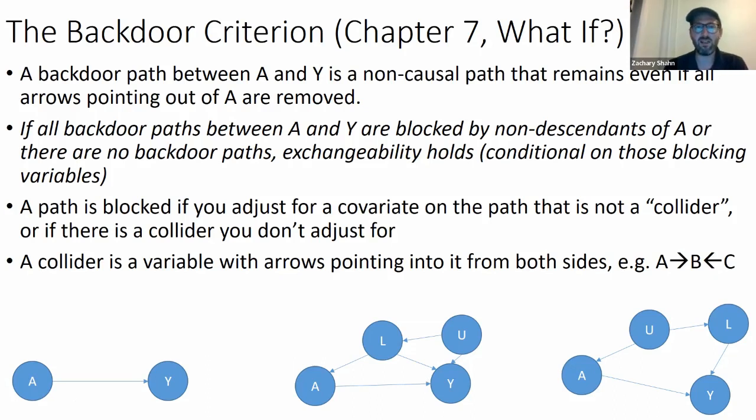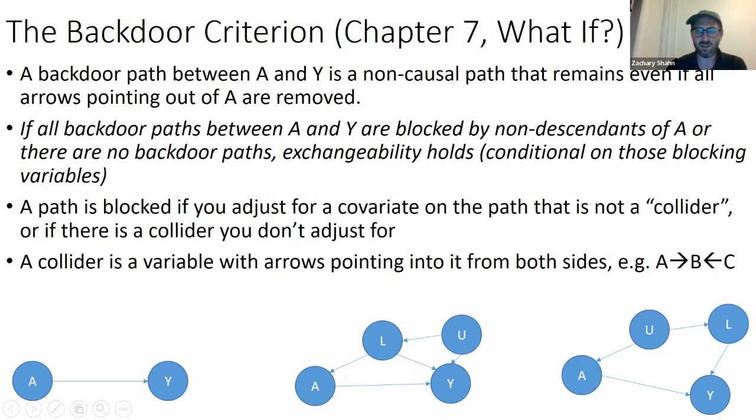Now, just to define blocked, a path is blocked if you adjust for a covariate on the path that's not what's called a collider. So here L is not a collider. A collider is something that has arrows coming into it from either side, from both sides.